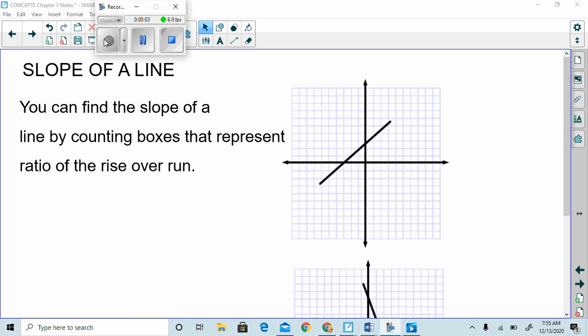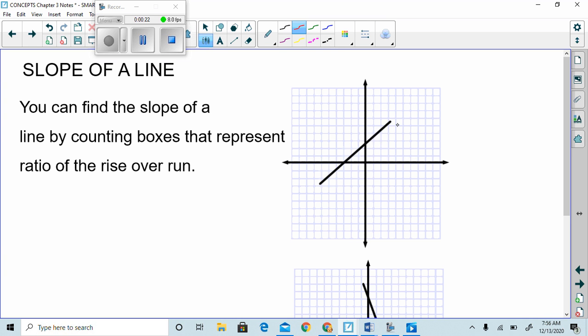In today's session, we're going to talk about slope of a line once again. You can find the slope of a line by counting the boxes that represent the rise over the run on the coordinate plane. That's one method. So if you're provided with a graph, here's what you'll do.